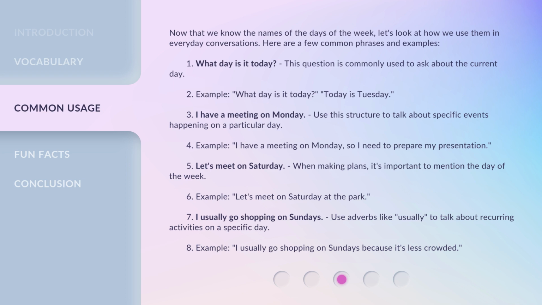7. I usually go shopping on Sundays. Use adverbs like usually to talk about recurring activities on a specific day. 8. Example. I usually go shopping on Sundays because it's less crowded.